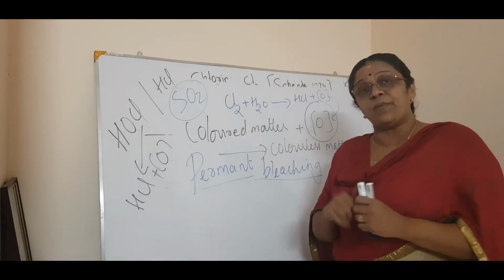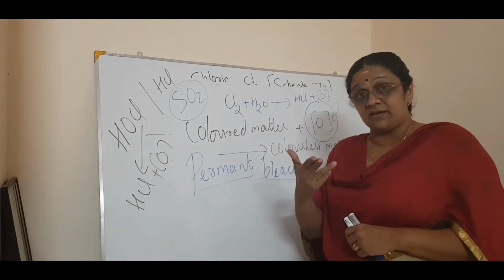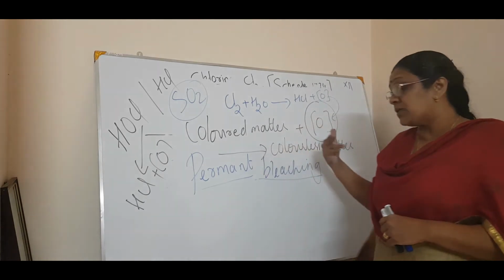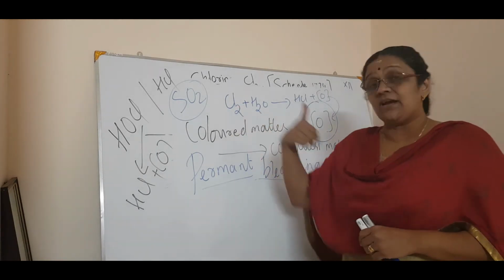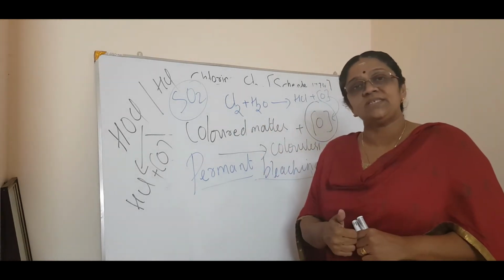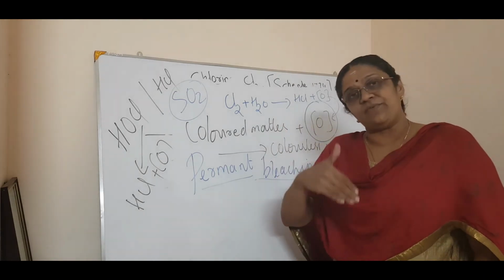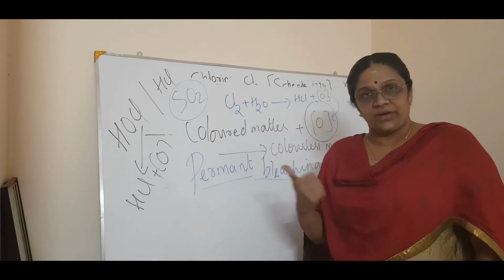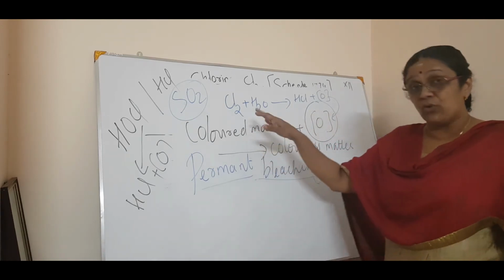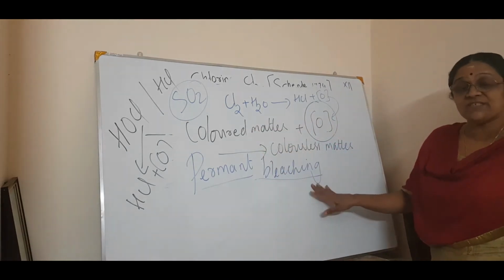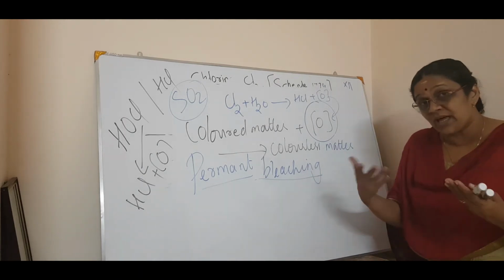The second difference: chlorine's oxidizing property is used, whereas for sulfur dioxide the reducing property is used. So these are the two main differences between the bleaching action of sulfur dioxide and chlorine. Just keep in mind, have notes on that. These are the two important points which differ, though both are bleaching agents.